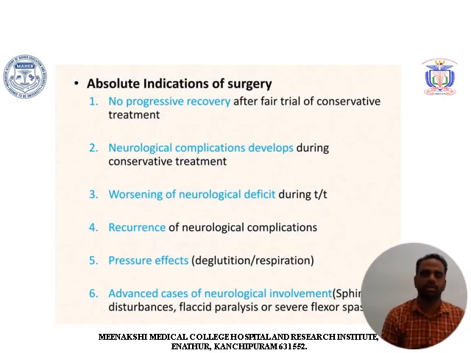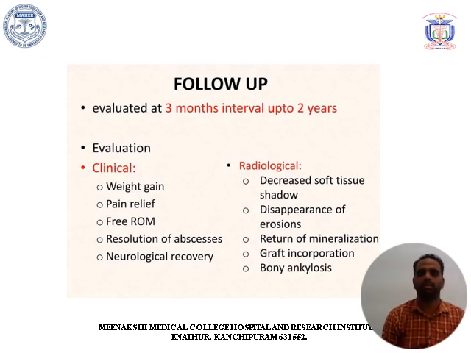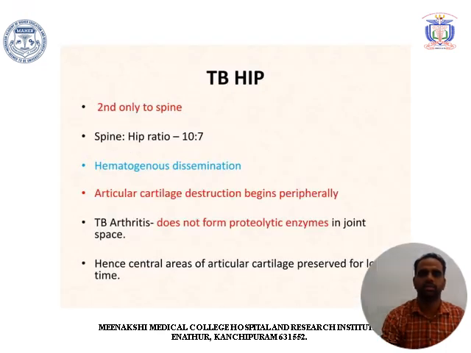Indications of surgery in Pott's spine or Pott's paraplegia. Very important: no progressive recovery, neurological complication develops during the treatment, no recovery during the treatment, worsening of the deficit during the treatment, recurrence of the neurological complication, pressure effects, advanced cases of neurological involvement including bowel and bladder involvement. Follow-up is evaluated at 3 months interval up to 2 years. Clinical evaluation includes weight gain, pain relief, free range of motion, resolution of abscesses, neurological recovery, radiological decrease of soft tissue shadow, disappearance of erosions, return of mineralization, graft incorporation, and bony ankylosis.